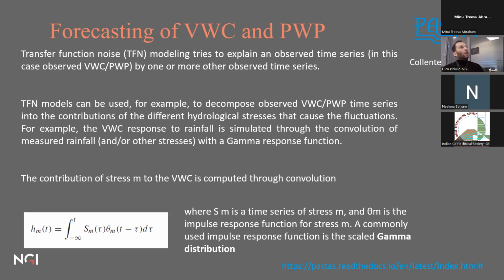So transfer function noise modeling tries to explain an observed time series, in our case volumetric water content and pore water pressure, by one or more other observed time series. These transfer function noise models can be used to decompose the time series we want to predict into the contributions of different hydrological stresses that cause the fluctuation of what we are targeting. The contribution of stresses to the hydrological parameters is computed through convolution, and gamma distributions are basically used. I'm going to be very fast on this. If you want to know more, please check the paper and the website.